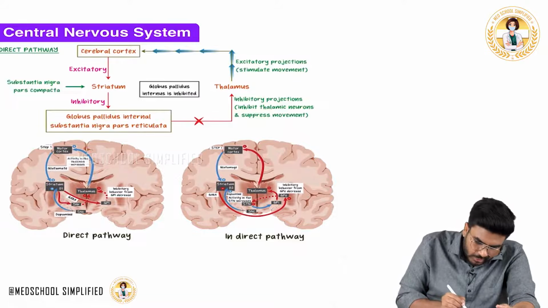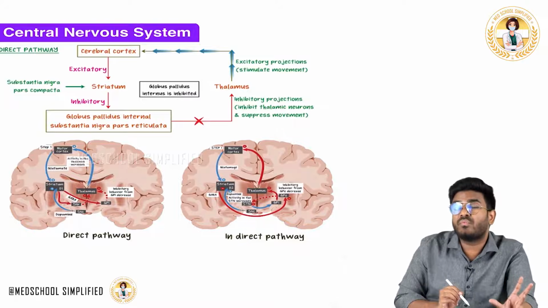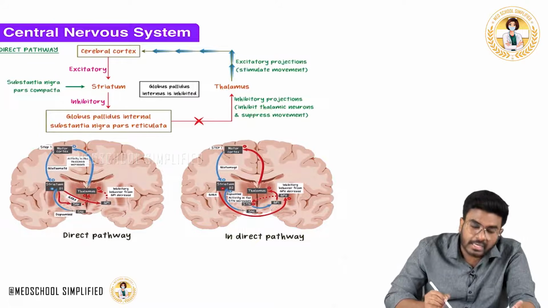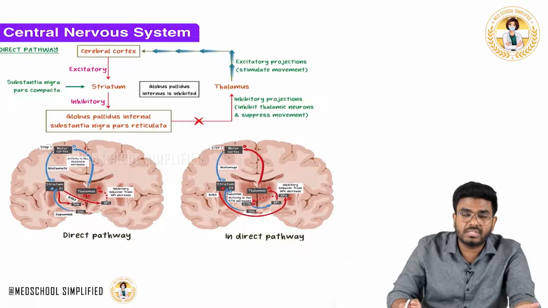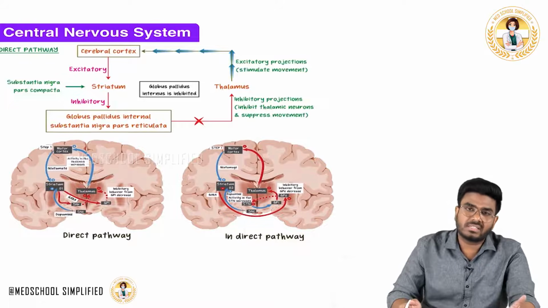In the direct pathway, you need to activate the motor cortex, so you have to facilitate it. The basal ganglia facilitates the movements. But in the indirect pathway, please concentrate on the motor cortex. What is happening to the motor cortex? See, the motor cortex is getting inhibited. If the motor cortex is getting inhibited, it will cause relaxation of the muscles. No contraction, relaxation of the muscles.